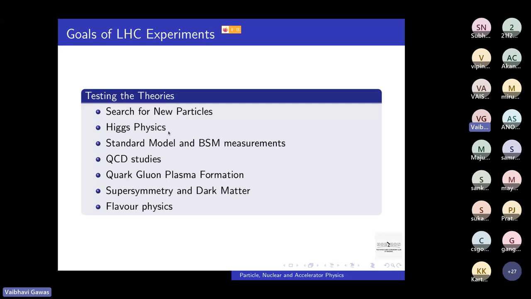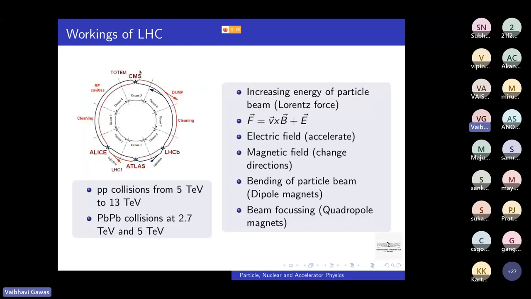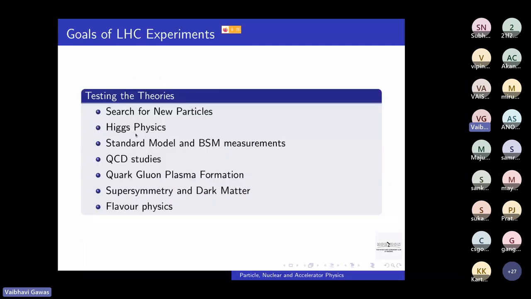Higgs physics, as you would know, since 2012 when the Higgs particle was discovered. It was discovered by detectors from these two main experiments, CMS and ATLAS, combining results from all the data sets from both these detectors. The Higgs boson was discovered at LHC. So currently, all the runs are dedicated to studying further properties of the Higgs boson.